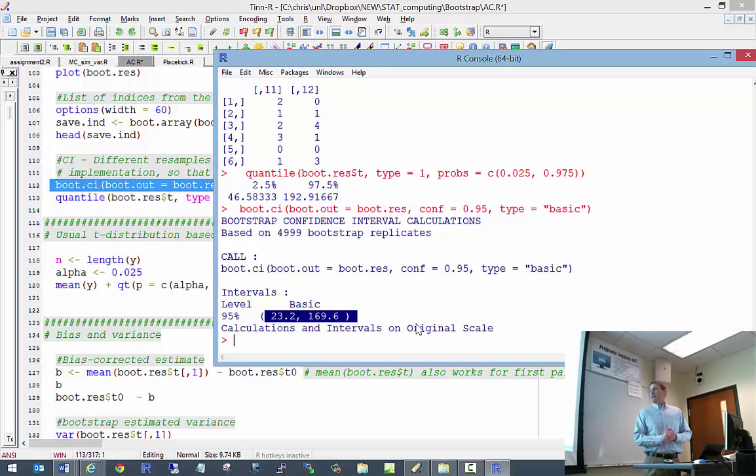You do need to be careful using that boot.ci function when you do some other intervals, and you'll see what I mean. Maybe not today, but definitely on Thursday. So it's nice that we have that available to us.